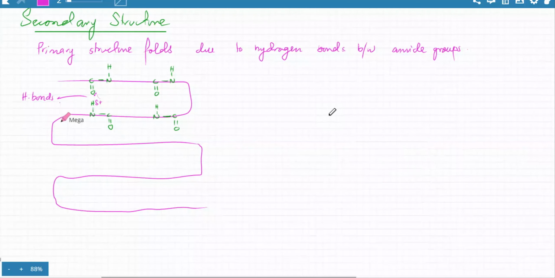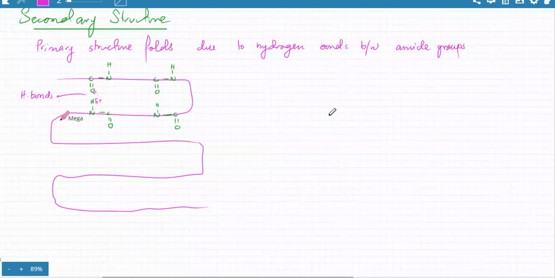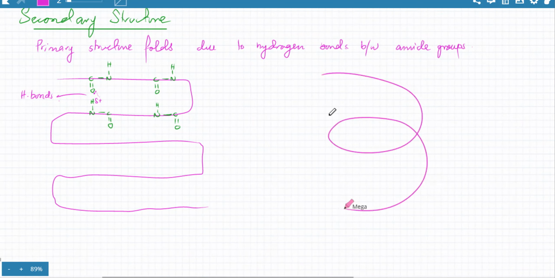अच्छा उसके बाद the other thing is there's another one which is alpha helix. Now in alpha helix, the structure is not sheet like, it's actually helical. So it's a helical structure. पहले इसका नाम लिख लेते हैं कि this is your beta pleated sheet.